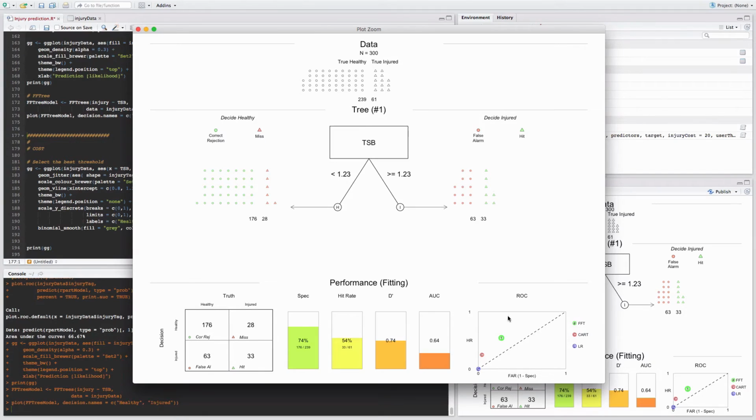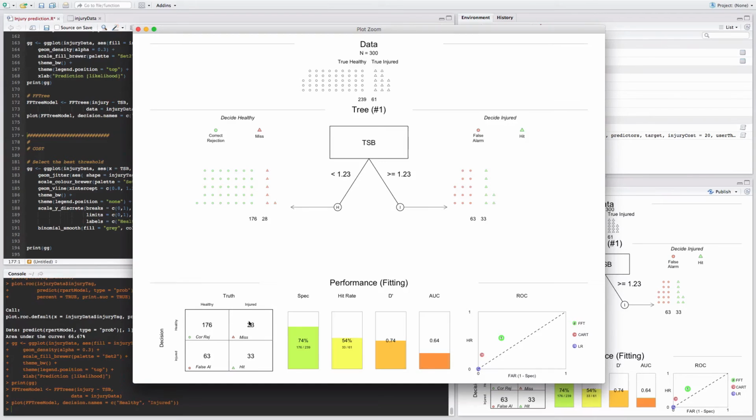But before that, let's check the receiver operator curve for this really simple model. So it's 0.64, which is, if I remember correctly, slightly better than logistic regression, but worse than the polynomial logistic regression. Anyway, let's talk more about the cost.